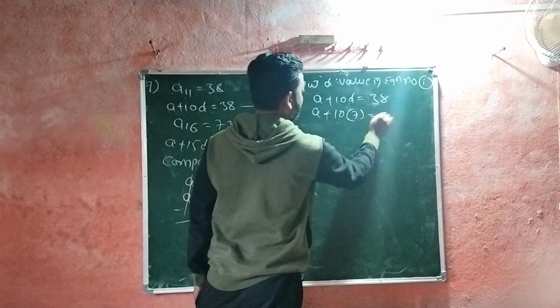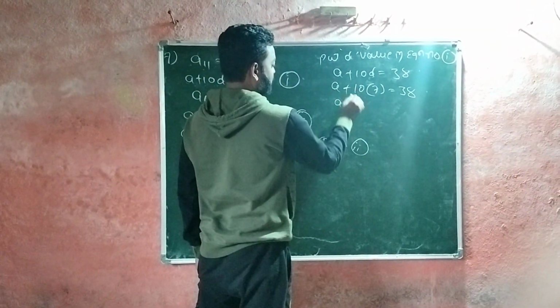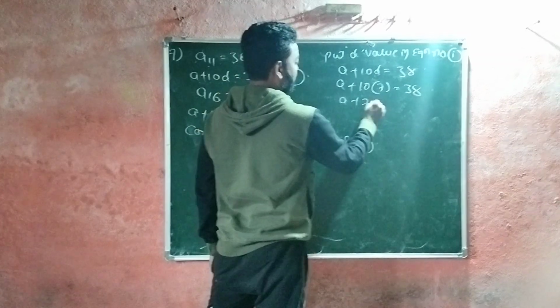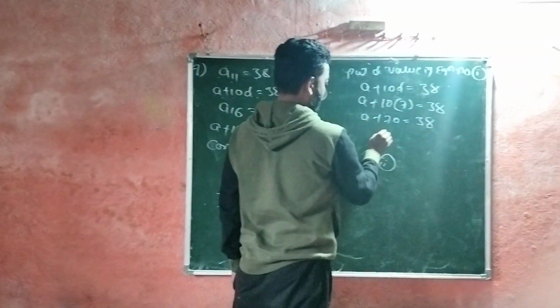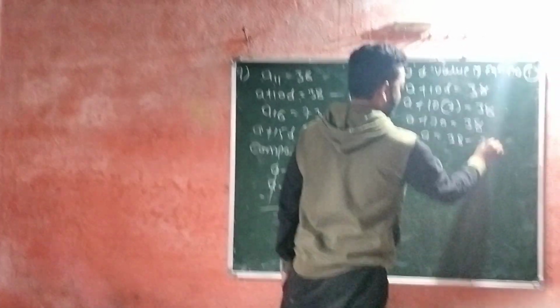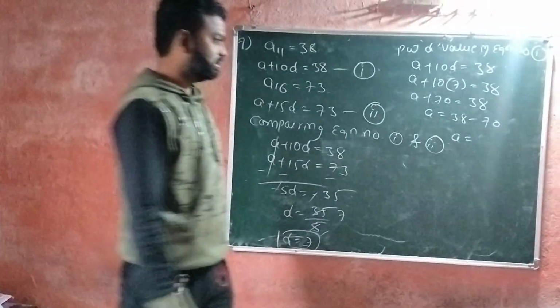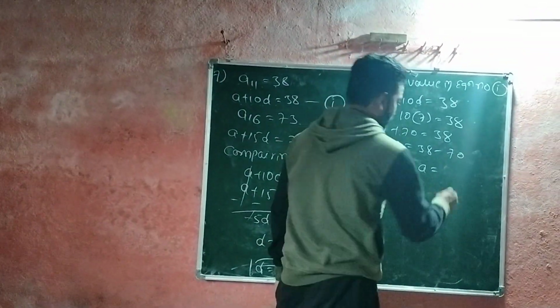A plus 70 equals 38. A as it is equals 38, take 70 to that side with minus. So A equals 38 minus 70, which equals how much? Minus 32.